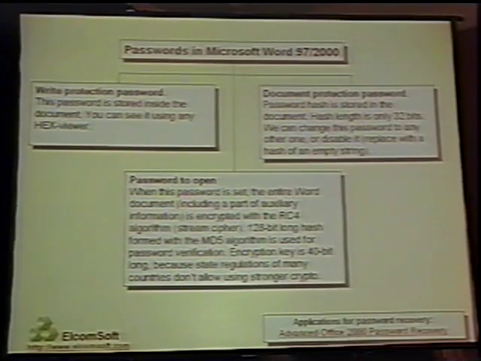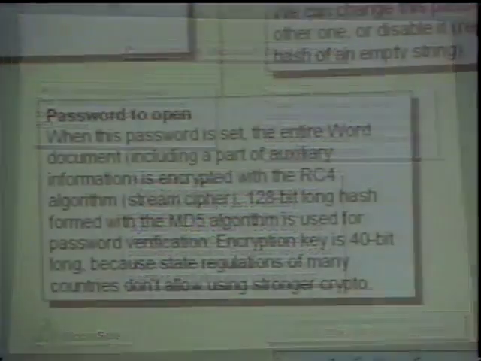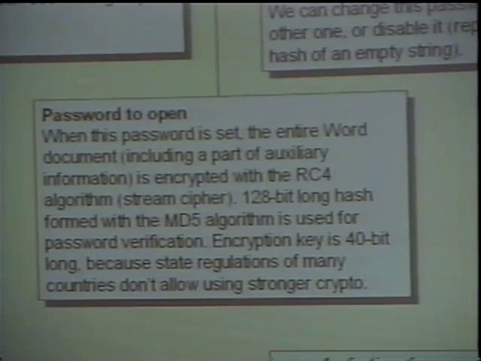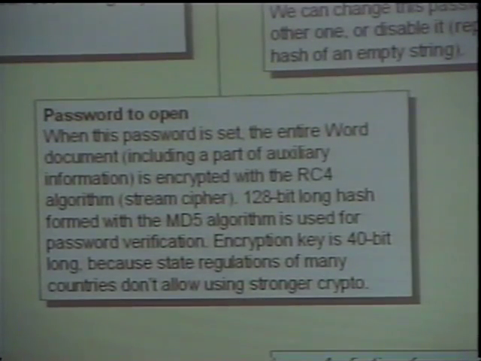This is a typical example of the third protection method. When the password is set, the entire Word document, including a part of auxiliary information, is encrypted with the RC4 algorithm. A 128-bit long hash format with the MD5 algorithm is used for the password verification. Encryption key is 40-bit long, as state regulations of many countries don't allow using longer keys.